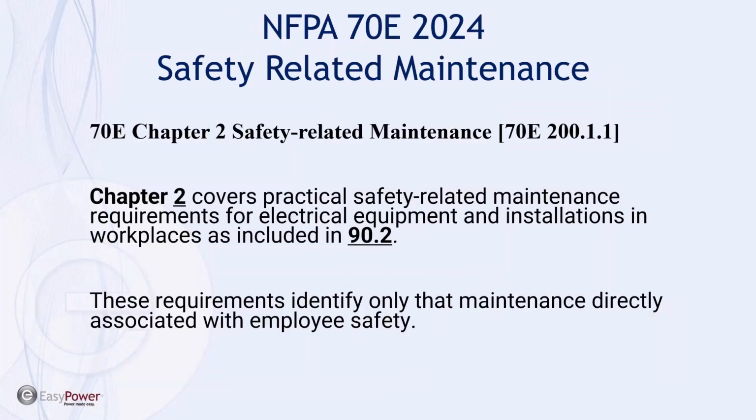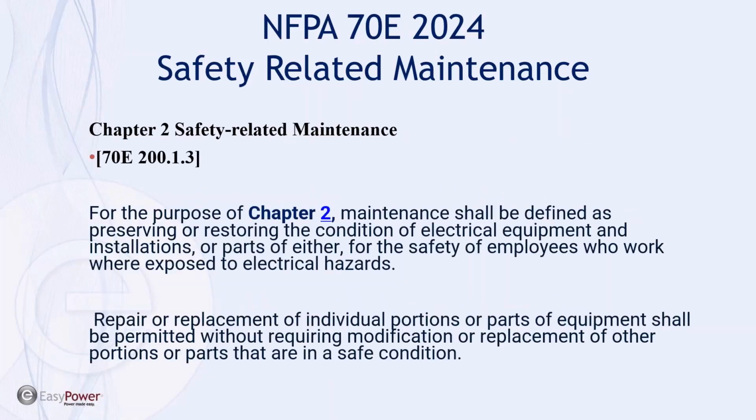Chapter 2 of the 70E standard is titled Safety-Related Maintenance, and yet it has a fairly narrow scope. The narrow scope of 70E basically says we're going to look only at maintenance requirements directly associated with employee safety, not necessarily equipment safety. Again, that was in the mission statement of 70E. In general, Chapter 2 is a highlighted version of that from the 70E documentation. We're going to find much more detail and build-out in the 70B standard.